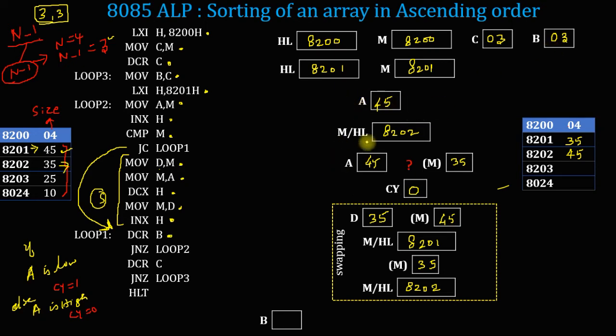So we completed one comparison in the first iteration. We are reducing the content of the B register by 1. If it is not equal to 0, go to loop 2. Yes, of course it is not equal to 0, so go to that particular location called loop 2.